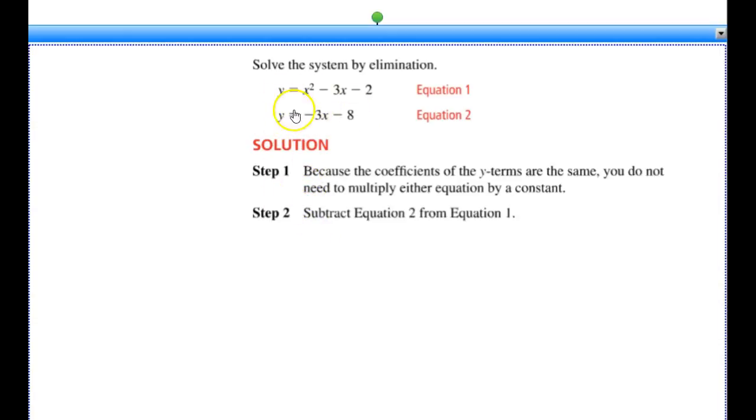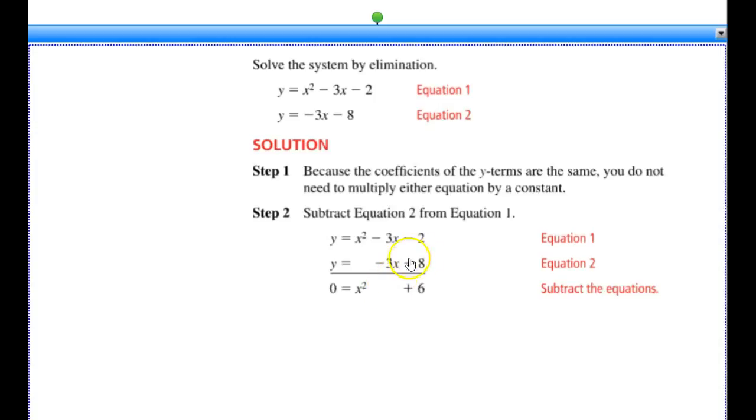So now I want to subtract this second equation from the first equation. First I want to line them up, right? So I have all of my x squared terms in line, all of my x terms in line, and all of my constants in line. Now that I'm subtracting, y minus y is 0, equals x squared minus 0 is x squared, negative 3x minus a negative 3x, so it changes the sign and that goes away. Negative 2 minus negative 8 gives me a positive 6. So now I've subtracted them, and I've got myself a nice quadratic.